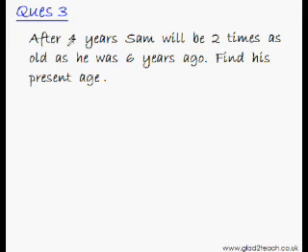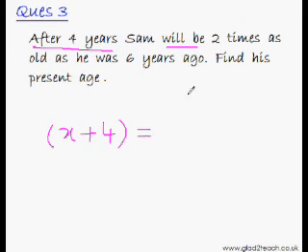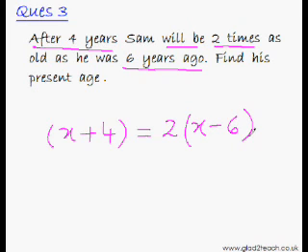So now I'll do it. After 4 years means x plus 4. Sam will be 2 times as old as he was 6 years ago. 6 years ago means x minus 6, as we are going back in the past. So with that, we have translated English into mathematics. So now just find the value of x and you would know his present age.